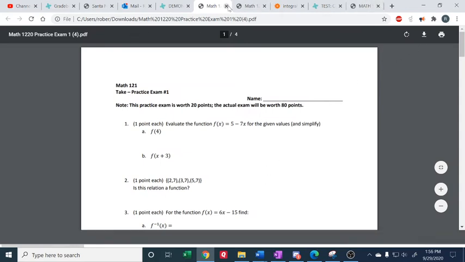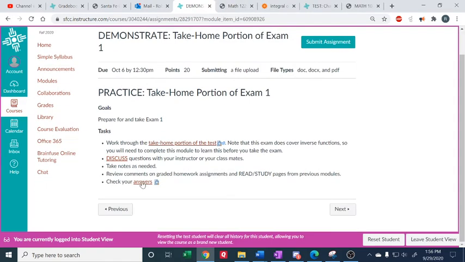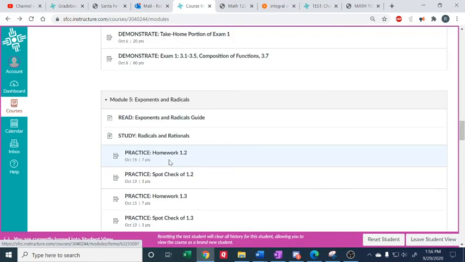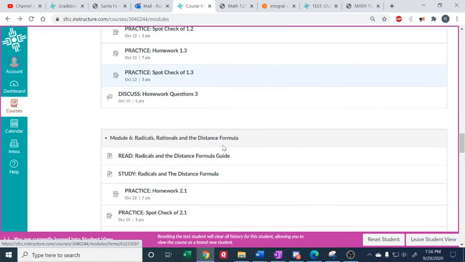And it even has answers. I would work through the test without ever looking at the answers, and then at the end come back and check and see if you're getting them correct. Okay, and if you come back, look at the exam.